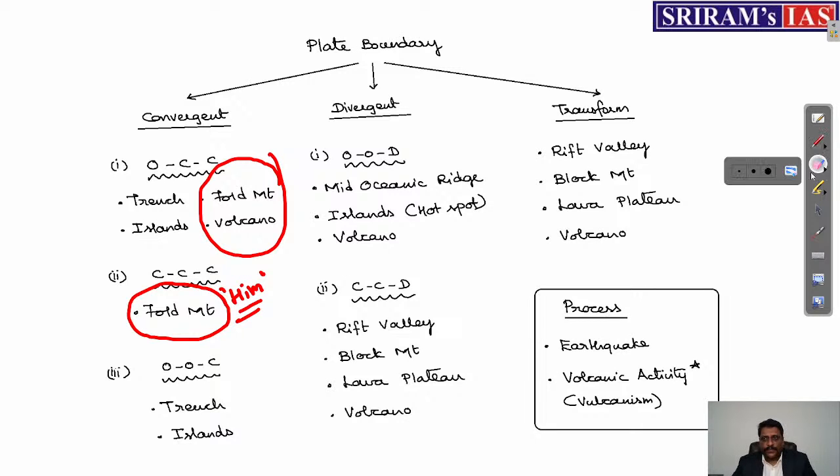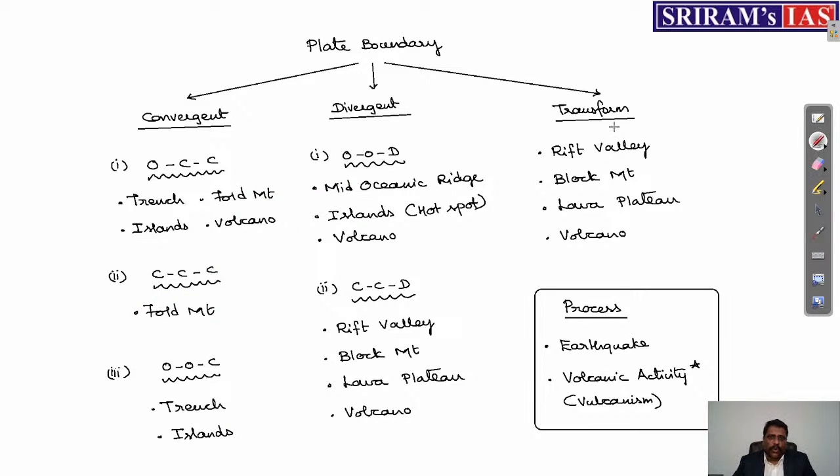Right, my dear friends. Now, having said this, divergent boundary, oceanic divergence, very common. Oceanic divergence, oceanic crust being very thin, opens up. We have the formation of mid-oceanic ridge. If mid-oceanic ridge grows above mean sea level, it becomes an island. The island becomes very large. You can also have volcano.